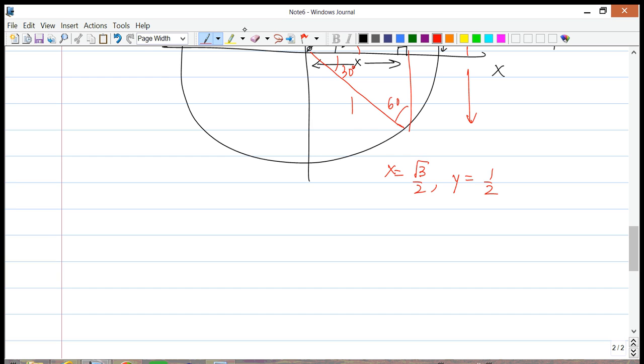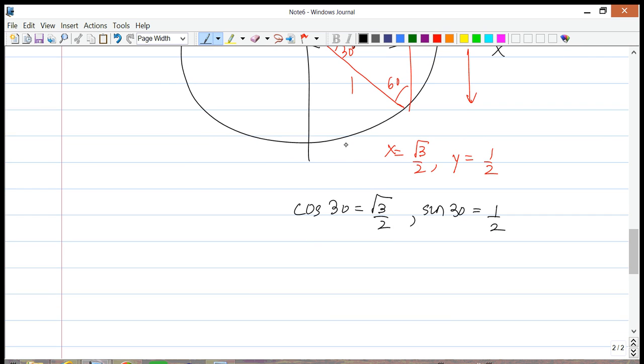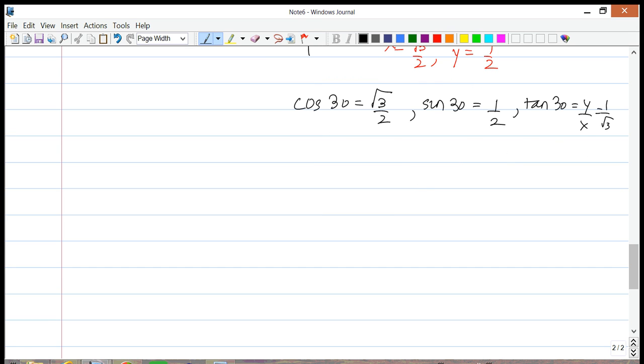Now that we know this, we can figure out simply our cosines and sines. My cosine of 30 is nothing but the x coordinate, square root 3 over 2. My sine of 30 is nothing but the y coordinate, is equal to half. So we know everything for this triangle. And once you know this, we can also figure out tangent. Tangent of 30, okay, is equal to y over x. So it is equal to 1 over square root of 3. Great. We found everything for this one.